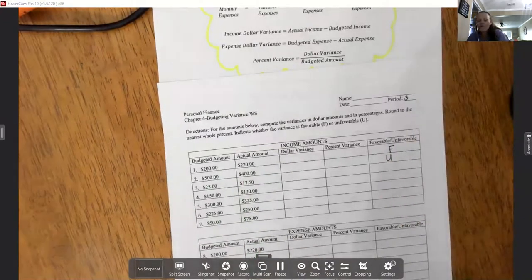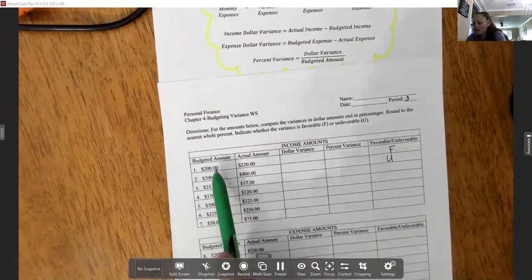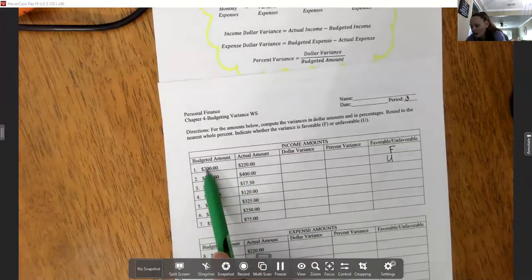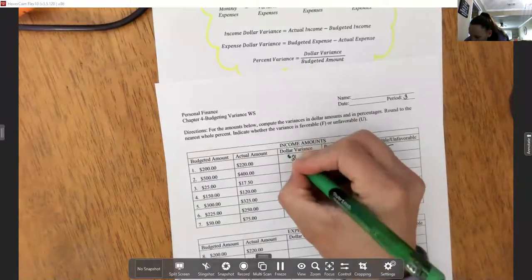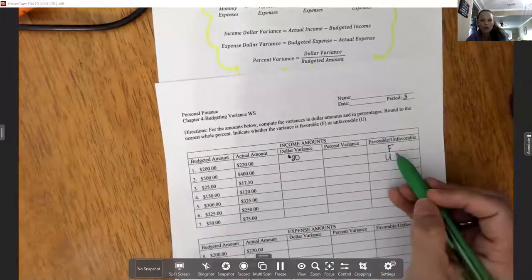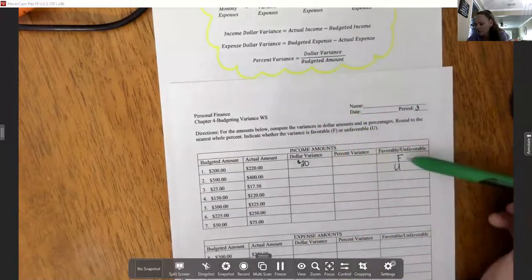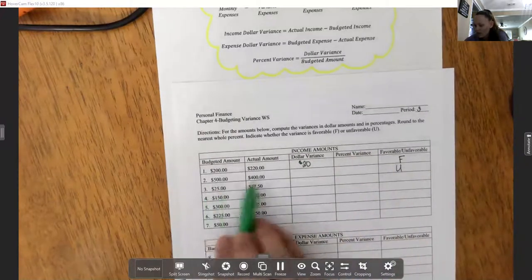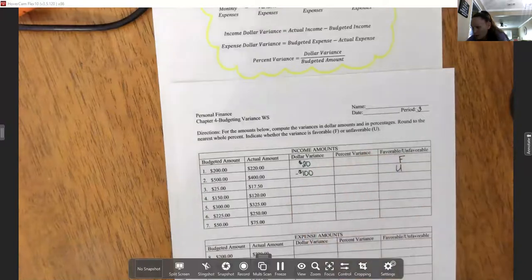That lets you know if your answer should be positive or negative right there. So it doesn't matter what way you do your subtraction, 200 minus 220 or 220 minus 200. You know your answer for this first one should be positive $20 because it's favorable. So you don't have to remember what way to do your subtraction if you understand favorable or unfavorable. This one, unfavorable, the difference between 500 and 400 is negative $100.